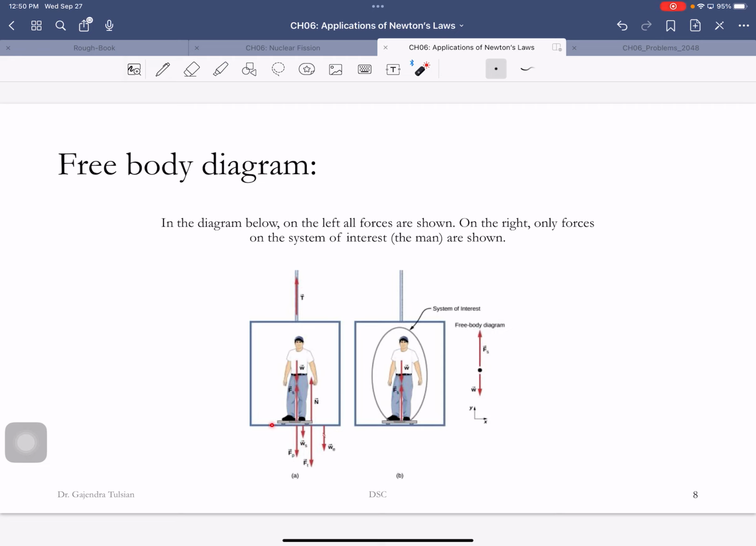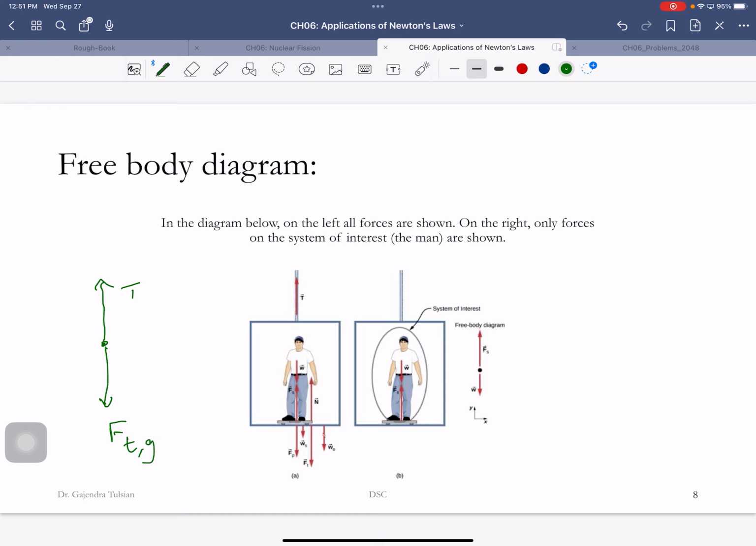So if you wanted to look at the motion of the elevator, you look at all the forces applied to the elevator. Here is the tension in the rope by which the elevator is hanging, and there's the force of gravity on the elevator. So the total force of gravity on the elevator. If you wanted to analyze the elevator, those are the two forces you would be looking at.